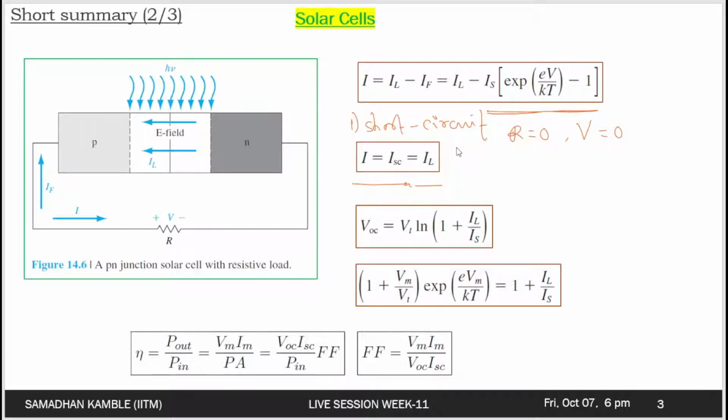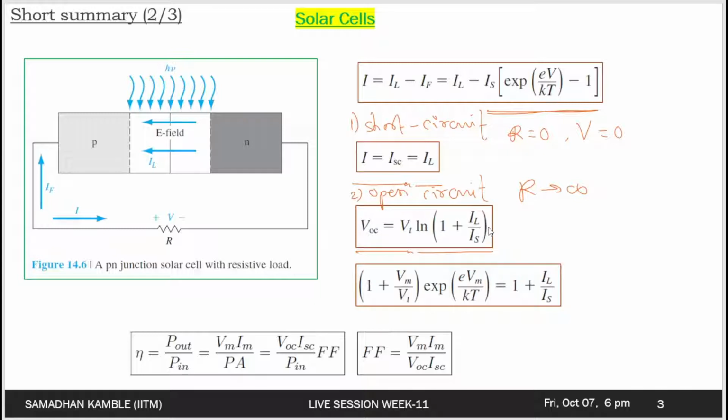The second limiting case is the open circuit condition, in which the resistor is effectively of infinite value, and the net current in this case is obviously zero. The voltage produced in this case is called the open circuit voltage, and the photocurrent is just balanced by the forward bias junction current, and we have the photocurrent given by this particular relation.